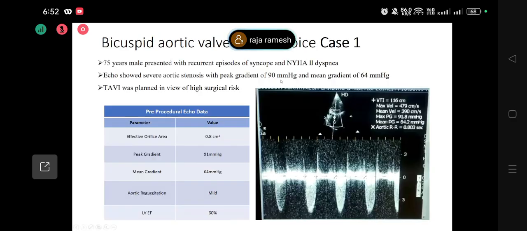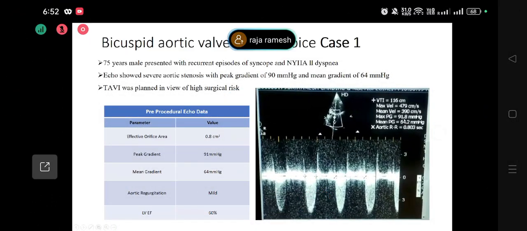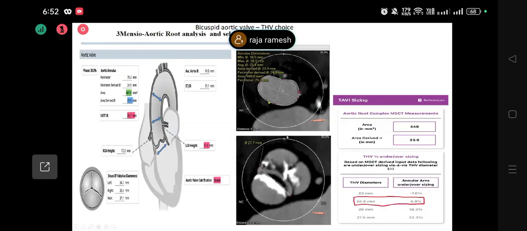Sharing a case example here, we can see this is a 75 years male presented with syncope and class 2 dyspnea. If you see the echo Doppler across the aortic valve, the mean gradient is 64 and peak gradient is 91. In view of the high surgical risk, TAVI was planned. So we can see the CT anatomy here. This is a bicuspid valve and there is a fused cusp between the right and the left. So this is the right cusp, this is the left cusp, this is the non-coronary cusp. We can see the fused cusp between the left and the right, and we can see the calcium also.